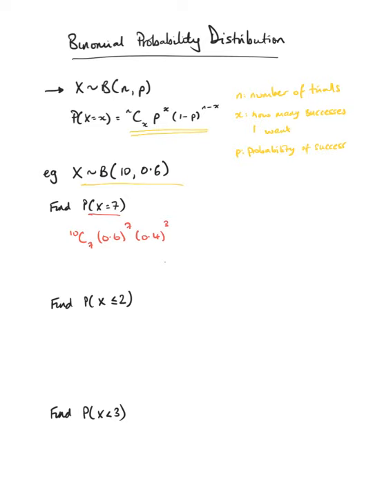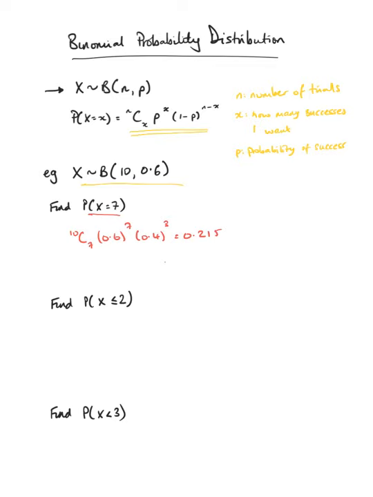So what I'm doing is I'm saying I've got 7 successes and 3 failures. And the answer to that is 0.215 to 3 significant figures. So as I say, what that's telling me is that if I had 10 trials and the probability of a success was 0.6, the probability of me getting 7 successes out of 10 would be 0.215.